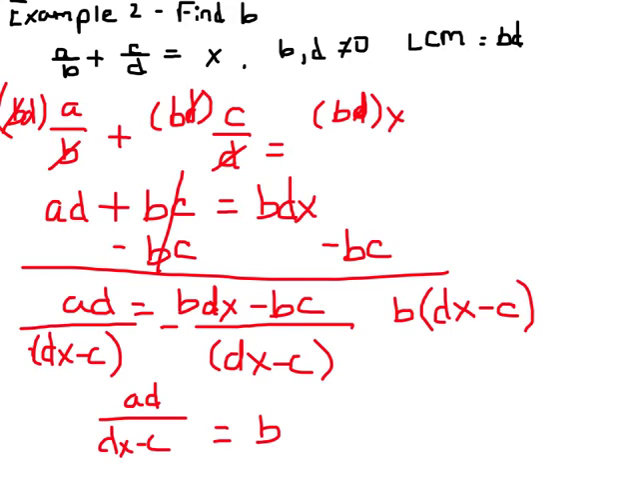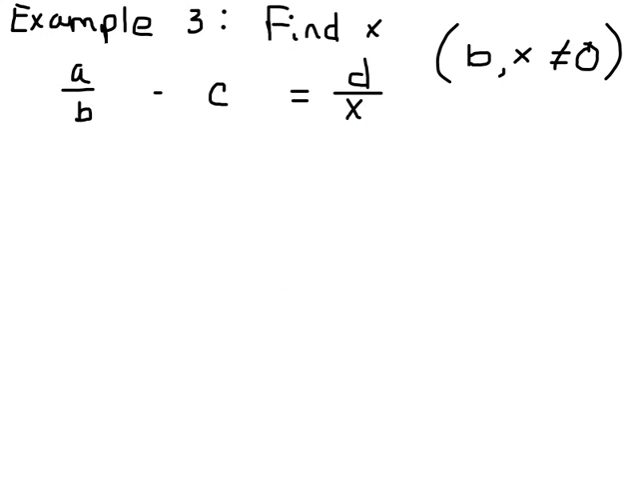And this is my final answer. Alright, in example 3, we are going to find X. So what is our common denominator? Well, we can say that this is C over 1. So our common denominator, or least common multiple, is BX. So let's multiply every term by BX.